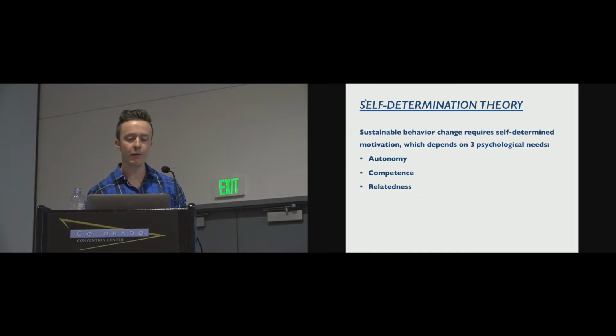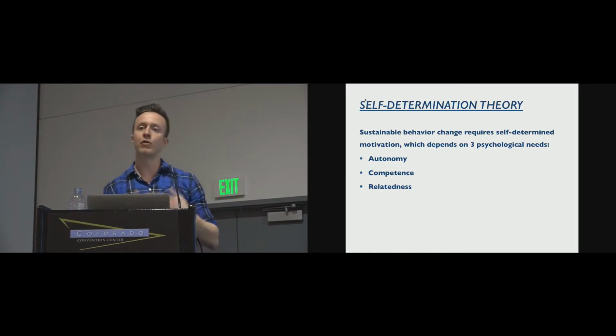Now, according to this theory, if you want to change your behavior in a sustainable manner, motivation needs to be self-determined. It should come from within and shouldn't be externally controlled. And to obtain such intrinsic motivation, there are three basic psychological needs that need to be satisfied: autonomy, competence, and relatedness. Let me give you an example.